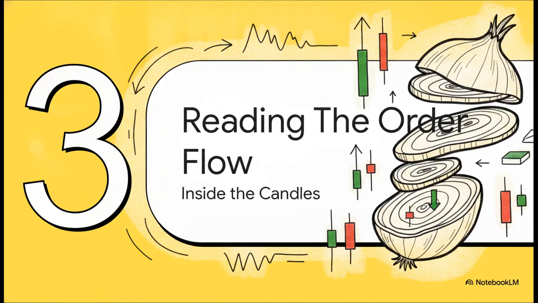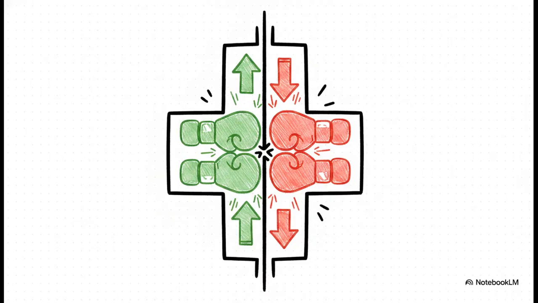Let's move to section 3, reading the order flow. We're going to peel back the next layer of the onion and look right inside the actual price candles themselves. Order flow allows us to stop guessing and start observing. Instead of just seeing a static red or green candle, order flow gives you literal X-ray vision into the bid and the ask. It shows you the raw, aggressive buying and selling pressure in real time.